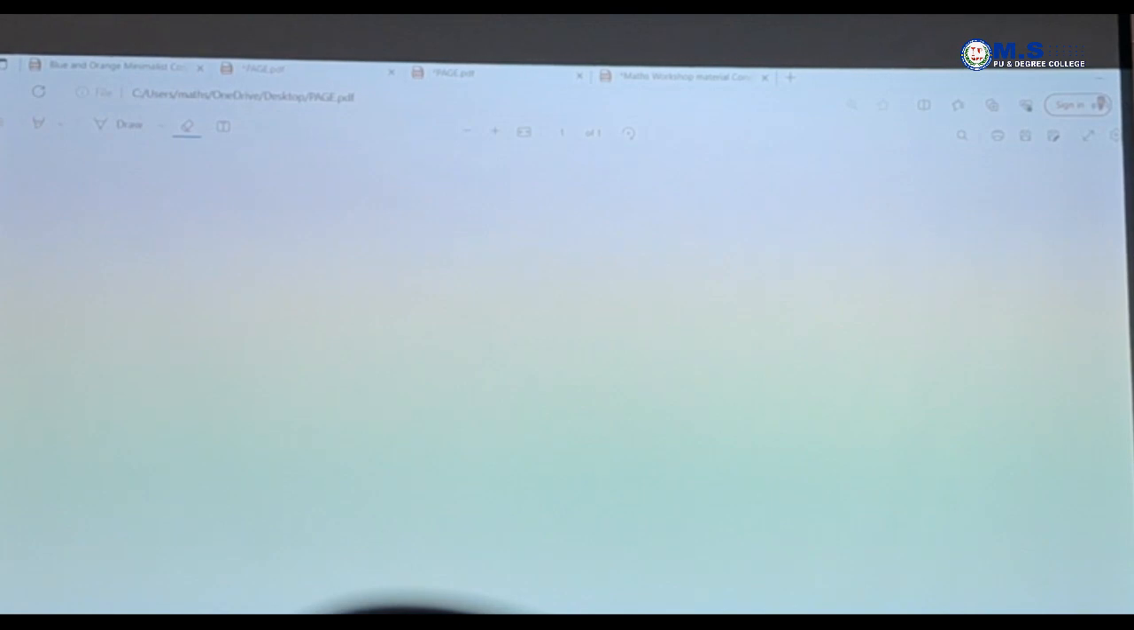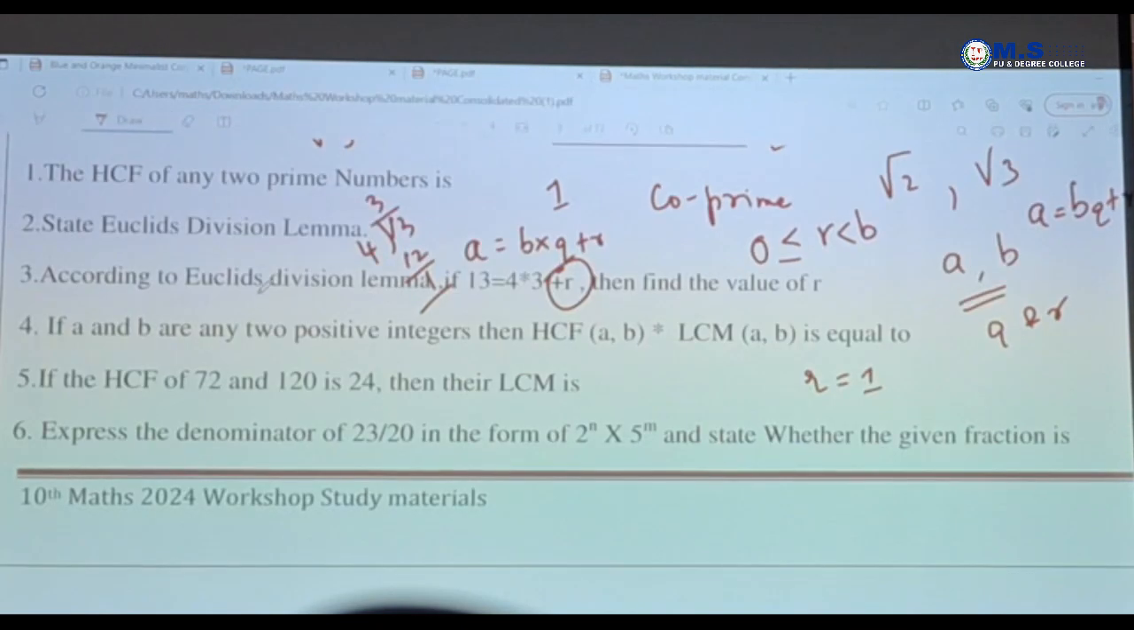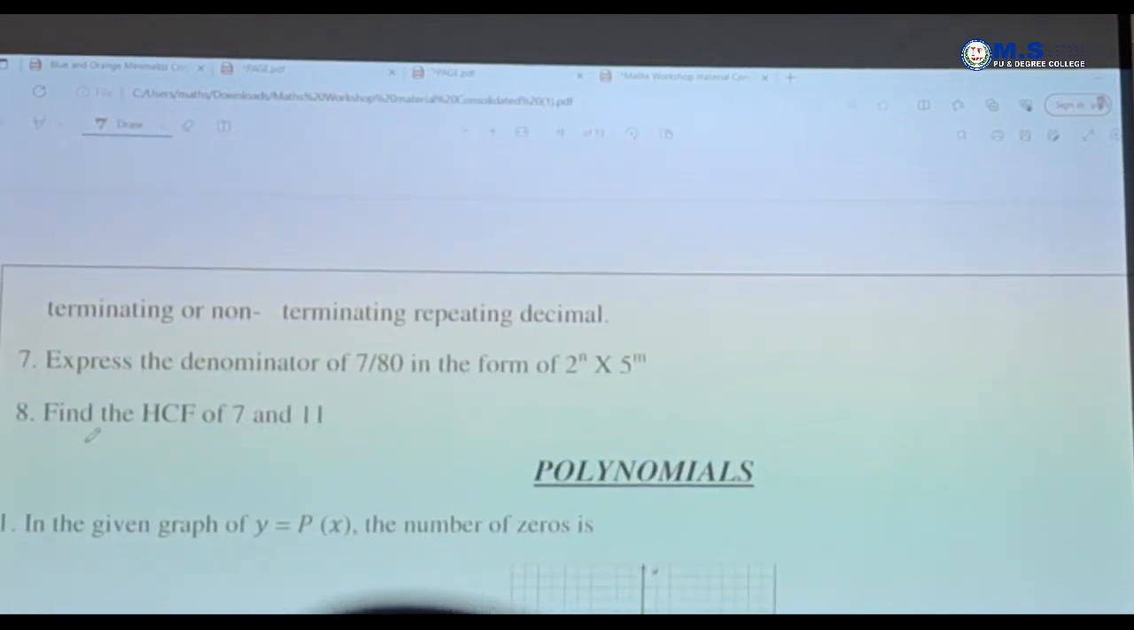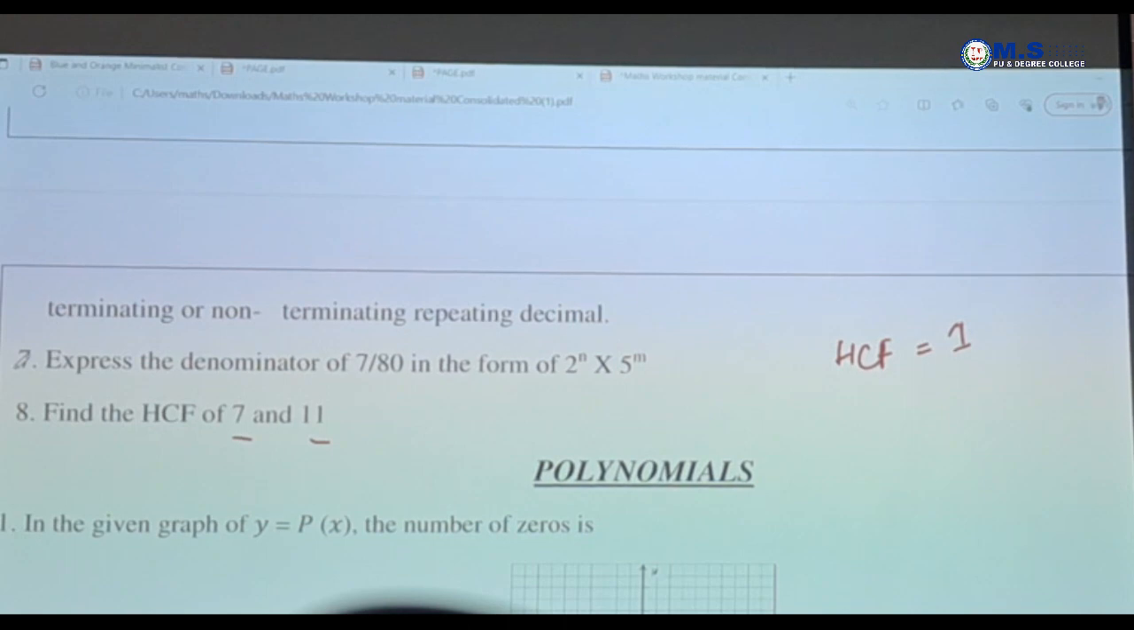Polynomial is very simple, standard. Next 8th question. What is the HCF of 7 and 11? So these are 2 primes. HCF of 2 primes is what? 1. In case they ask LCM, just multiply the numbers 7 into 11. You get 77. LCM is 77.